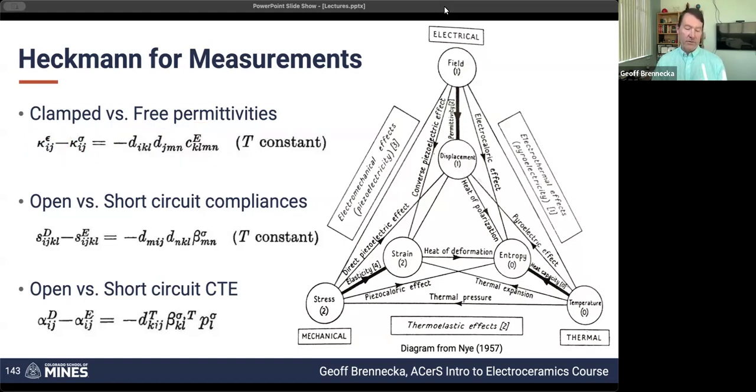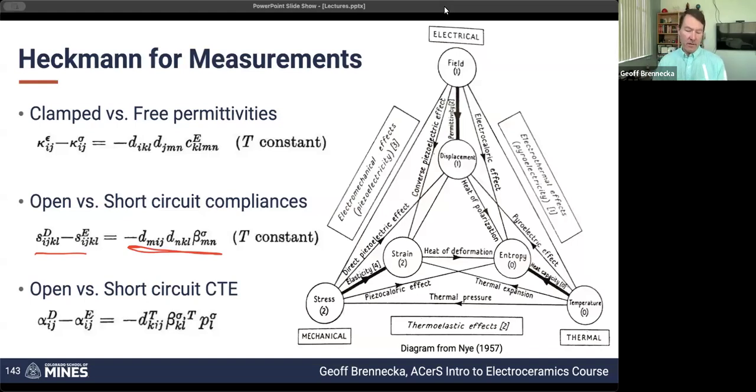I've also got open versus short-circuit compliance on here. Compliance is just the inverse of stiffness, so that's how squishy the material is. So if I can measure the elastic response of something under a short circuit condition and then under an open circuit condition, the difference between those will tell me something about the piezoelectric response. That makes sense because the whole idea of piezoelectricity is coupling between electrical and mechanical responses. And that beta that's in there is the stiffness at constant stress.